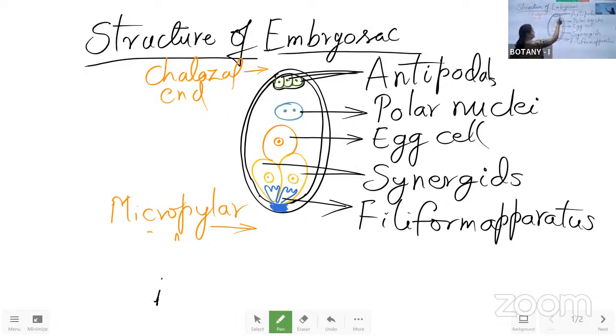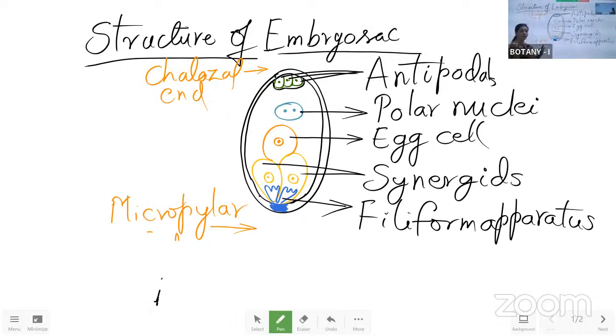And the main function of the antipodals is they are meant to give the space and the nutrients for the further development of egg cell during the fertilization process. This is the one what we have to say for the antipodals. Okay, and all the cells are the haploid cells only.